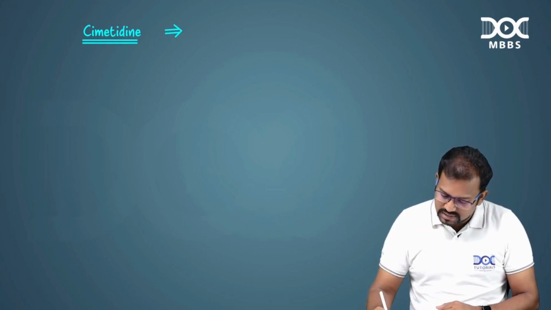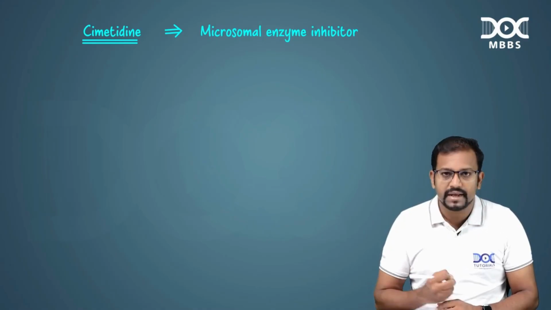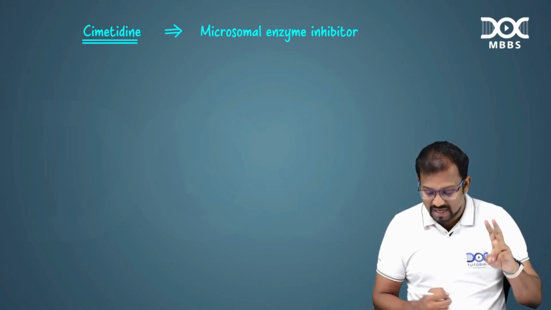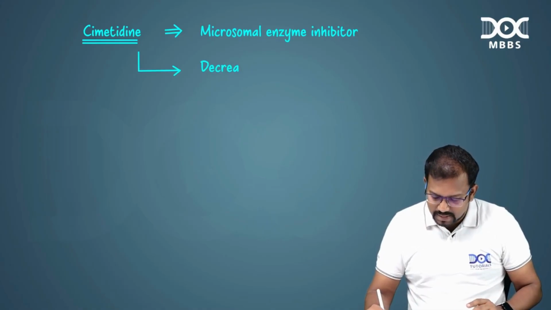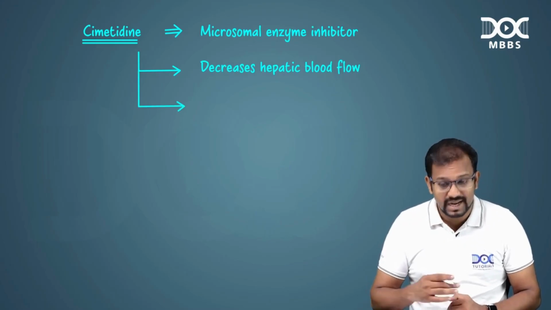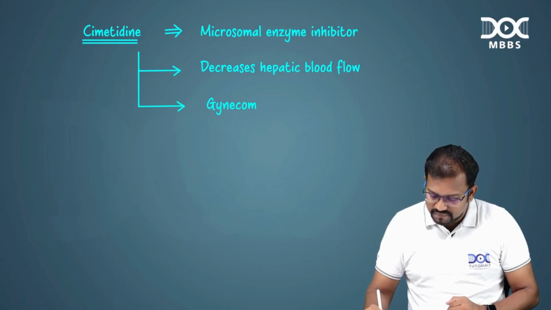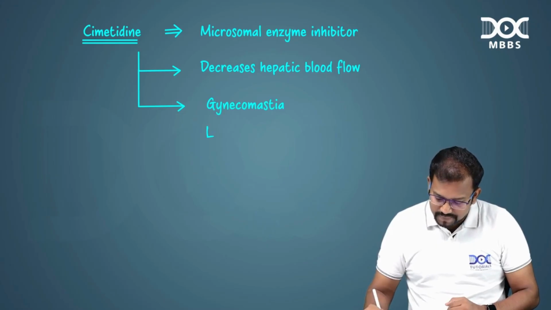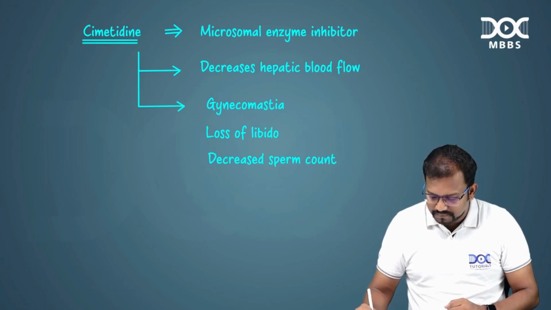First important point, it serves as a microsomal enzyme inhibitor agent. The second one, cimetidine tends to decrease the hepatic blood flow. And the third one, the adverse effect of cimetidine, guys, gynecomastia. The most famous drug which produces gynecomastia is cimetidine. There will be loss of libido, and the patients might have decreased sperm count.